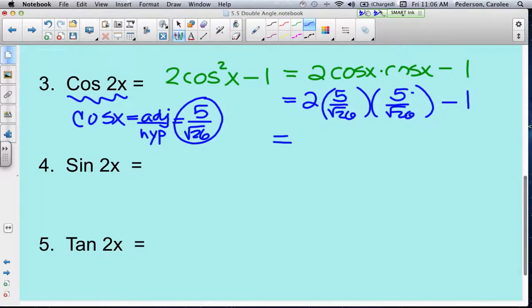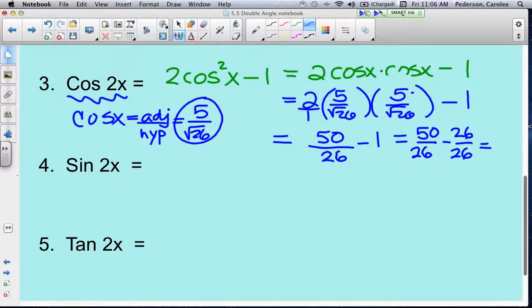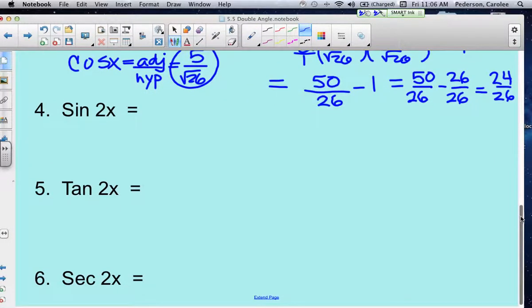Now let's multiply across. I'm going to put a 1 in the denominator of that 2. So 2 times 5 is 50. And then square root of 26 times square root of 26 is 26. And then minus 1. Now let's combine those two terms together. So I'm going to change that 1 to 26 over 26. Now 50 minus 26 is 24 over 26. And then reduce that one more time. Split it in half, 12 over 13.